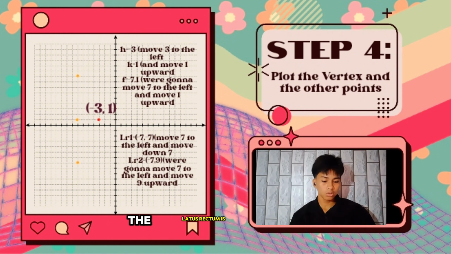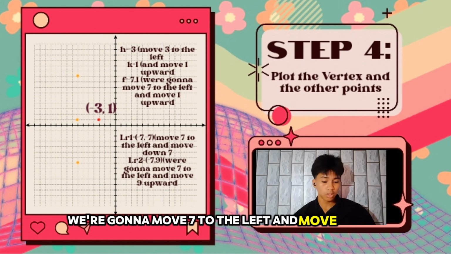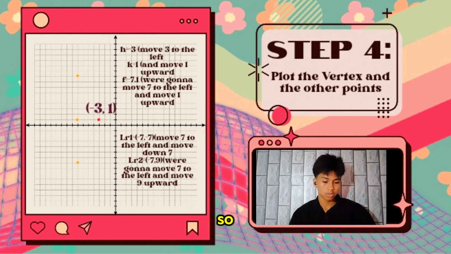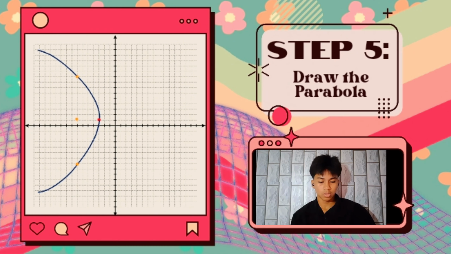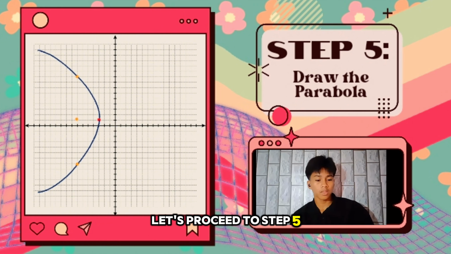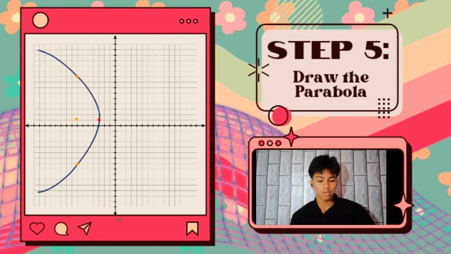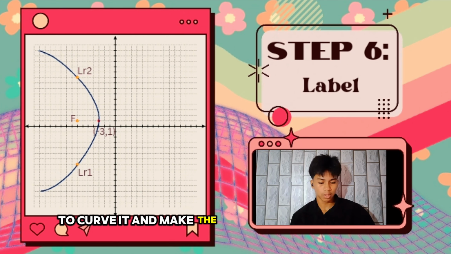So for the latus rectum, it is negative 7. We're gonna move 7 to the left and move down 7. So the other one is negative 7 and 9. We're gonna move 7 to the left and move 9 upward. So that's it. Let's proceed to step 5. Step 5 is gonna draw the parabola. We're gonna simply follow the points to curve it and draw the parabola. Step 6, label.